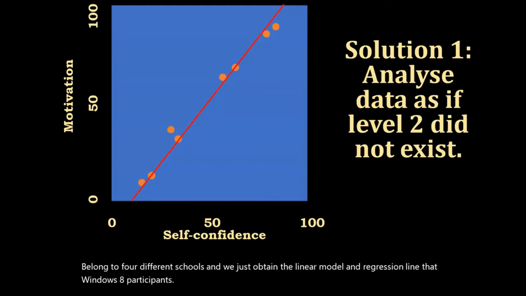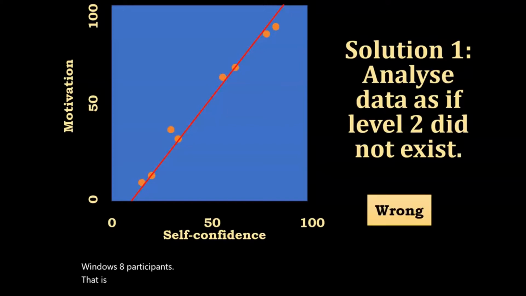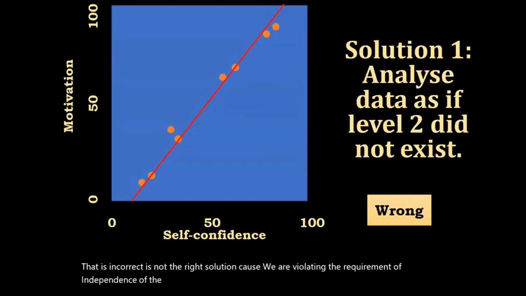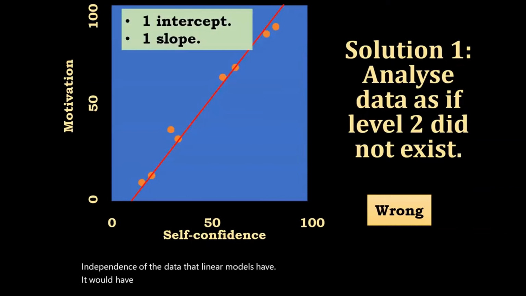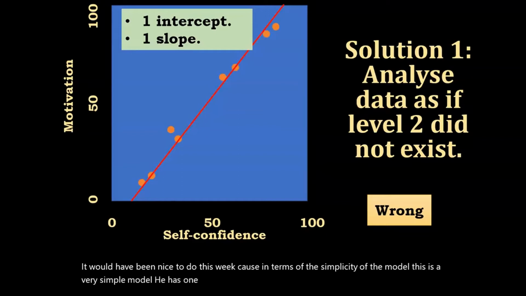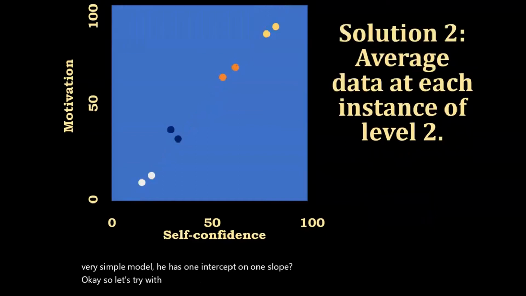Well, that is incorrect. It's not the right solution because we are violating the requirement of independence of the data that linear models have. It would have been nice to do this because in terms of the simplicity of the model, this is a very simple model. It has one intercept and one slope. Okay, so let's try with another solution.